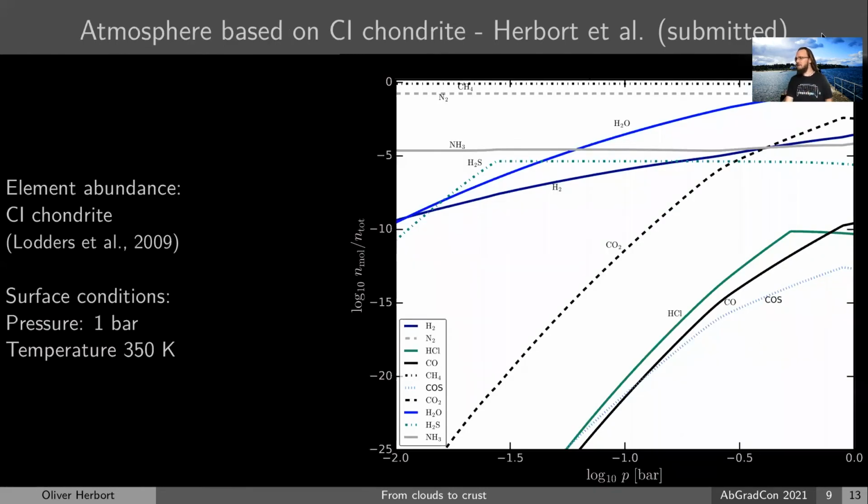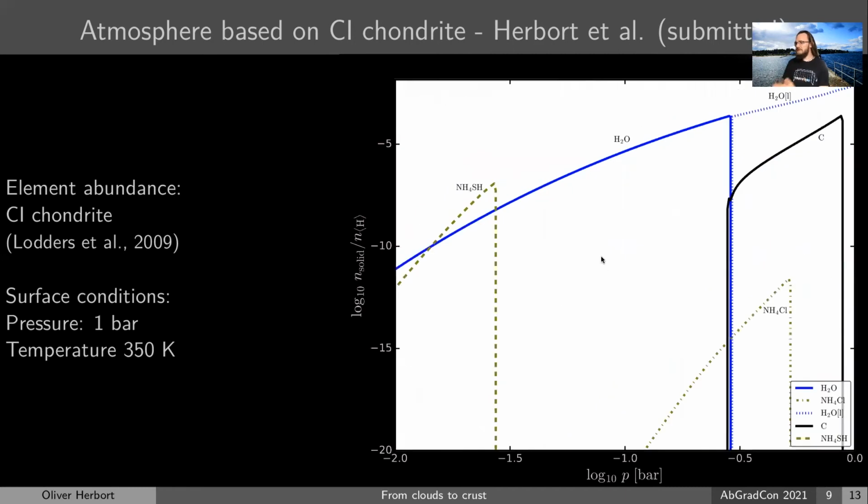The effect of this on the molecular abundances in the atmosphere can be seen in this plot, on the right-hand side being the actual molecular abundance at the bottom of the atmosphere, and going to the left is to the top of the atmosphere. We see a methane-dominated atmosphere at the beginning, and especially we see that water, the blue line, and carbon dioxide are decreasing significantly throughout the atmosphere, and that is caused by the condensation of clouds.